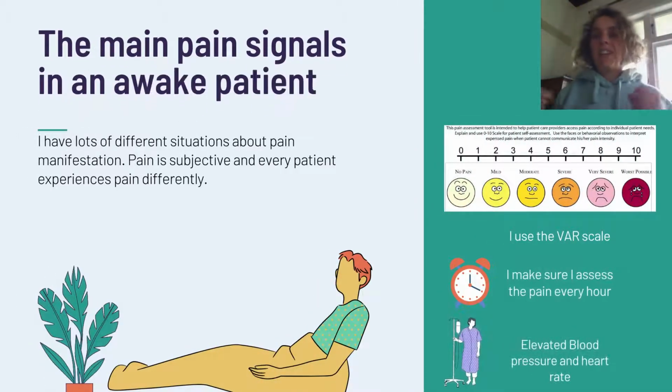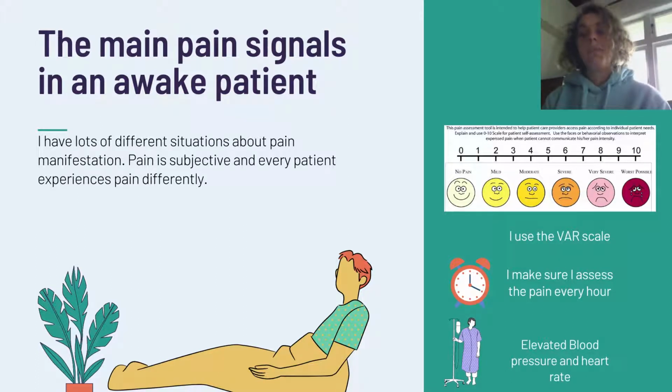The main pain signal when the patient is awake is the patient telling us they are in pain. But how are we going to assess this pain? The experience and expression of pain are influenced by a range of physical, emotional, socio-cultural and existing factors, so pain is subjective to every single patient. In the intensive care unit, we use a good tool that you can see on the slide, called the VAS tool, so we can score the pain 1 to 10. I make sure I use this tool hourly, and I give pain relief accordingly.